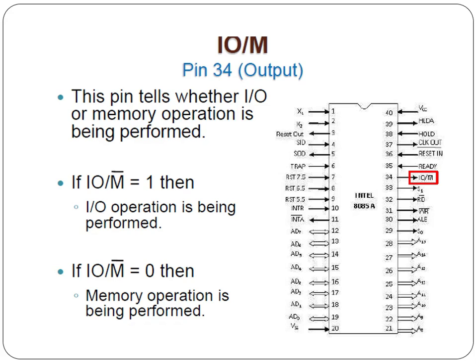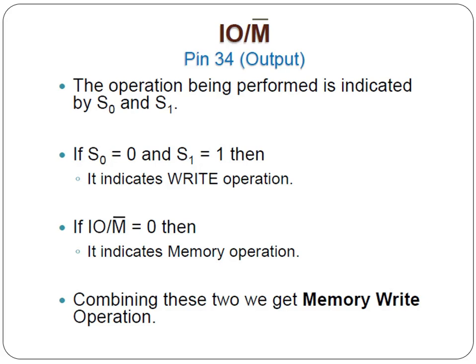Next is the input output and memory bar signal. This pin tells whether an input output or memory operation is being performed. It is also a status signal. If IO/M bar equals 1, the microprocessor performs an input output operation. Otherwise, if the signal is 0, the microprocessor performs a memory operation. The signal pin is 34 on the 8085.